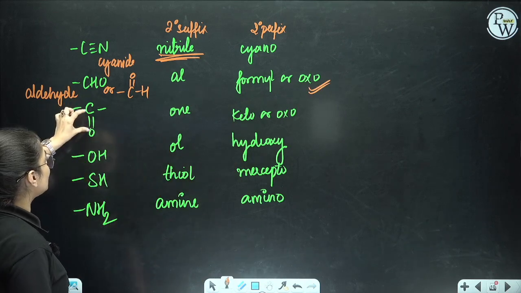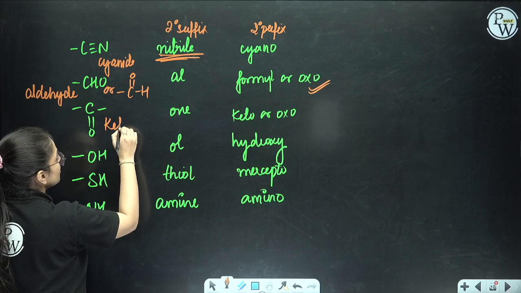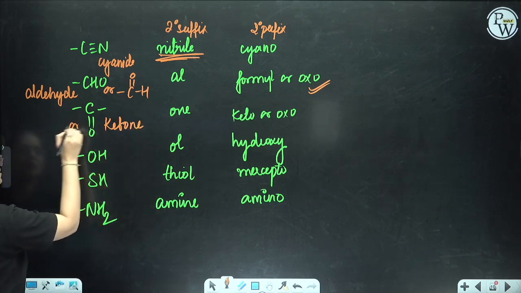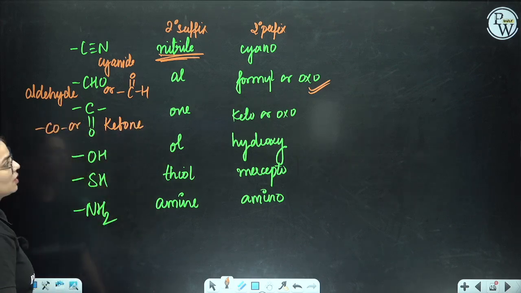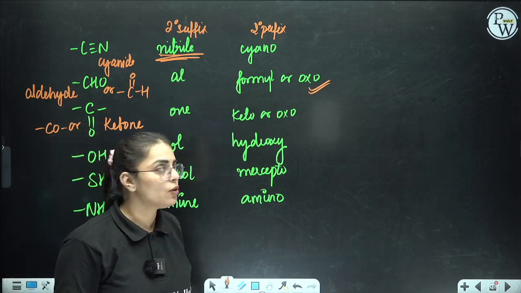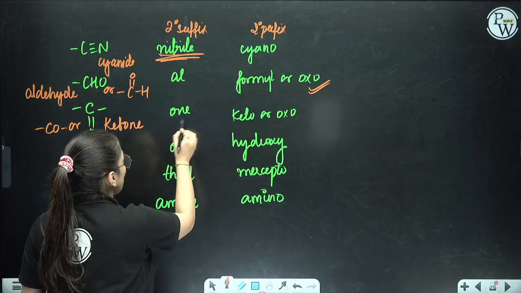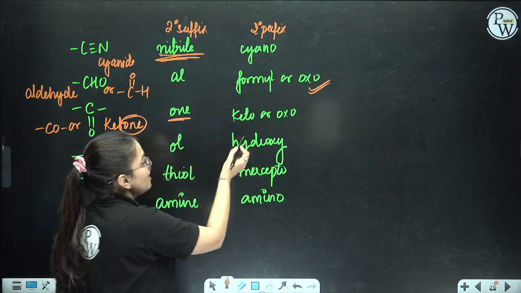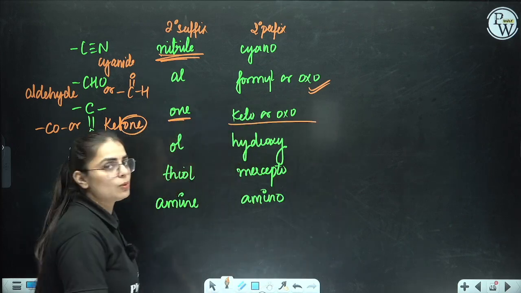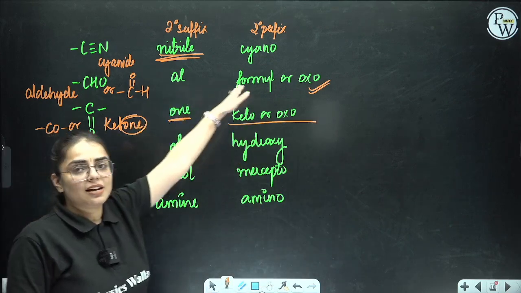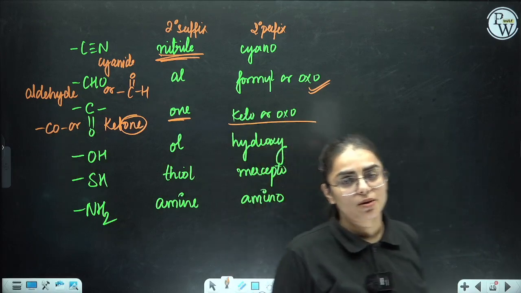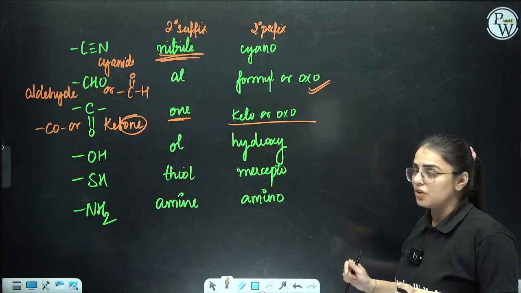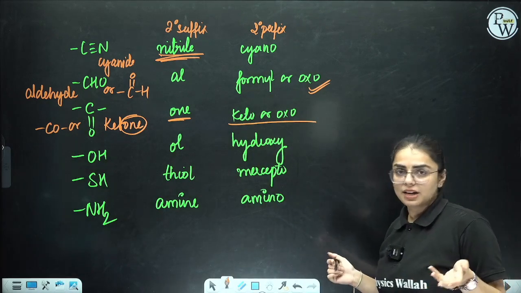Coming to the next, C double bond O, it is referred to as ketone. It can also be represented like this, CO. For ketone, the secondary suffix is -one because it ends with -one, and if it is used in the form of a prefix, it will be keto or oxo. Let me tell you, for aldehyde, when the aldehyde group is included in the parent chain, oxo is written as a prefix, but if it is not included, you will write formyl.